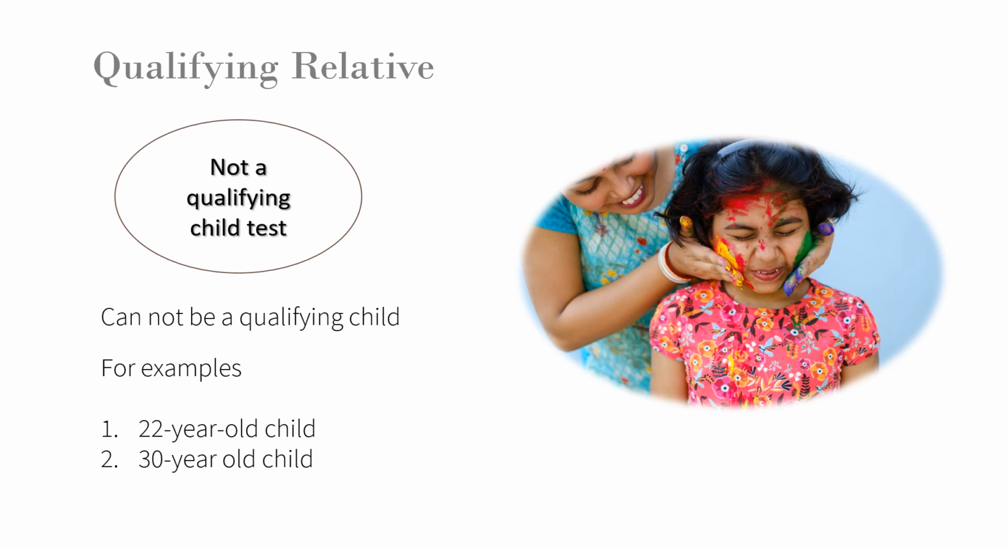The second example, your 30-year-old child lives with you. The child isn't a qualifying child because the age test isn't met. The child may be your qualifying relative if his gross income test and the support test are met.